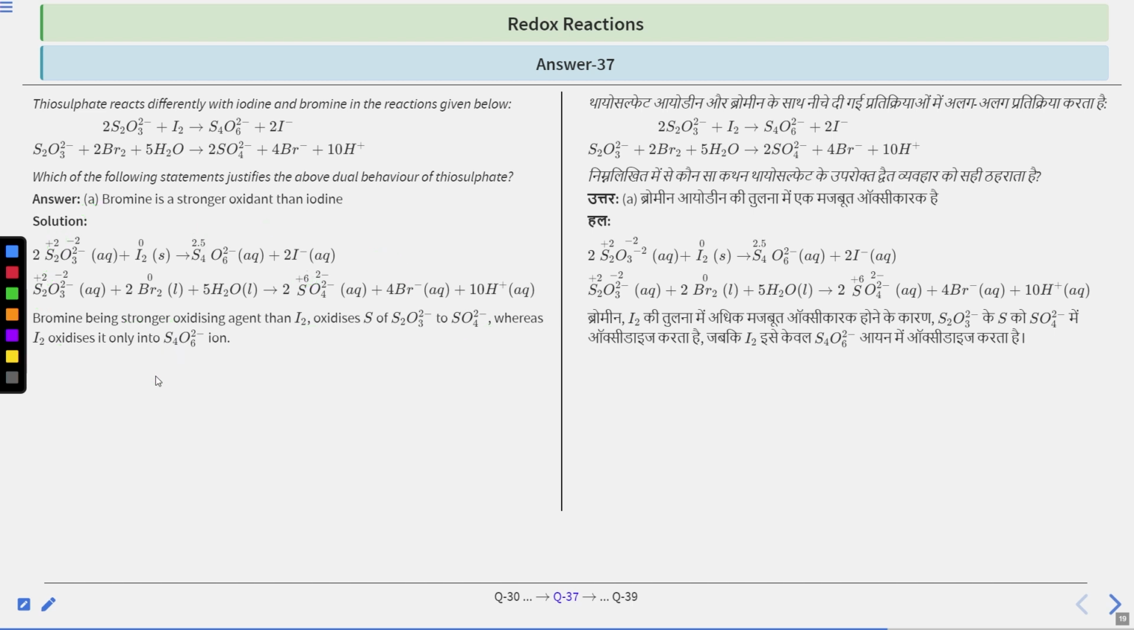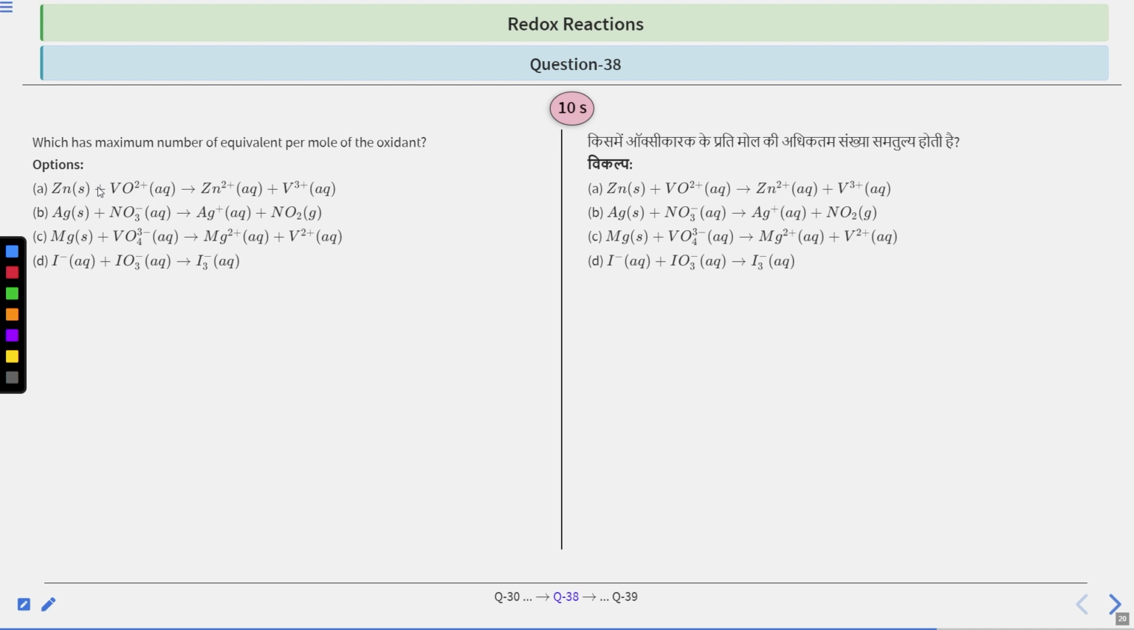Okay. Let's move to the next one, that is question number 38. Which has the maximum number of equivalents per mole of oxidant? Options are: zinc plus VO2+ giving us Zn2+ plus V3+; Ag+ plus NO3- giving us Ag+ plus NO2; magnesium plus VO4 3- giving us Mg2+ plus V2+; or I- plus IO3- giving us I3-. So you have 10 seconds to solve this question. After that, we will see the answer.